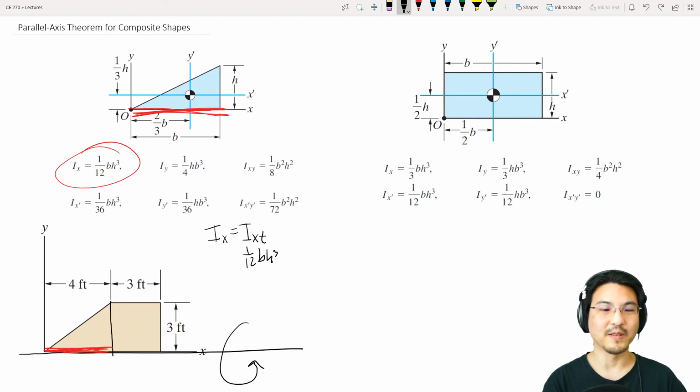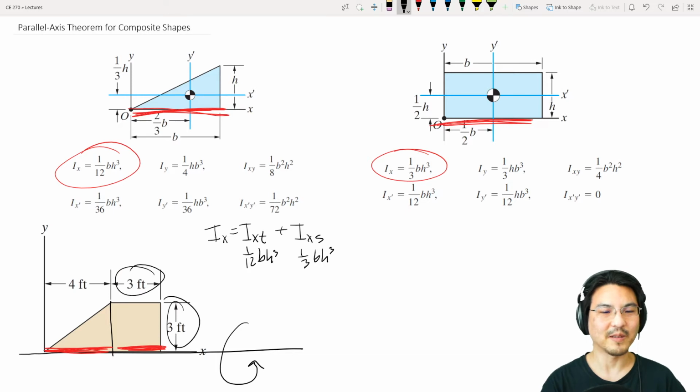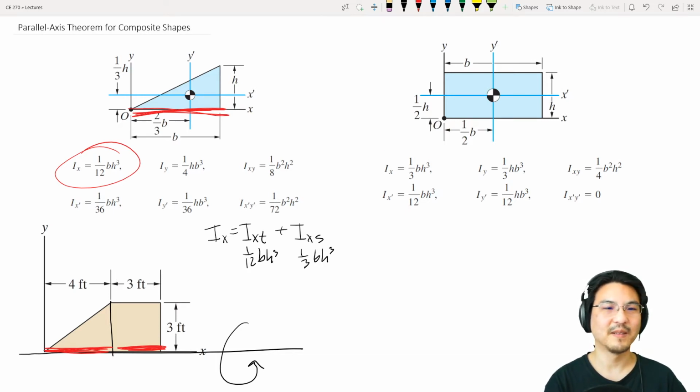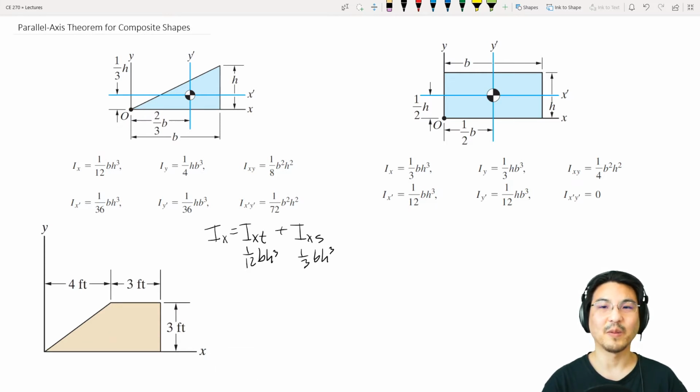Okay, now for the square, that would be rotating about this x-axis. If we look in the appendix, that's just like rotating about this x-axis, which is here. So we know it. For the x-axis, for the square, 1/3 base height cubed. So 1/3, 3 times 3 cubed. Okay, so that maybe wasn't so bad. Now let's try about the y-axis.